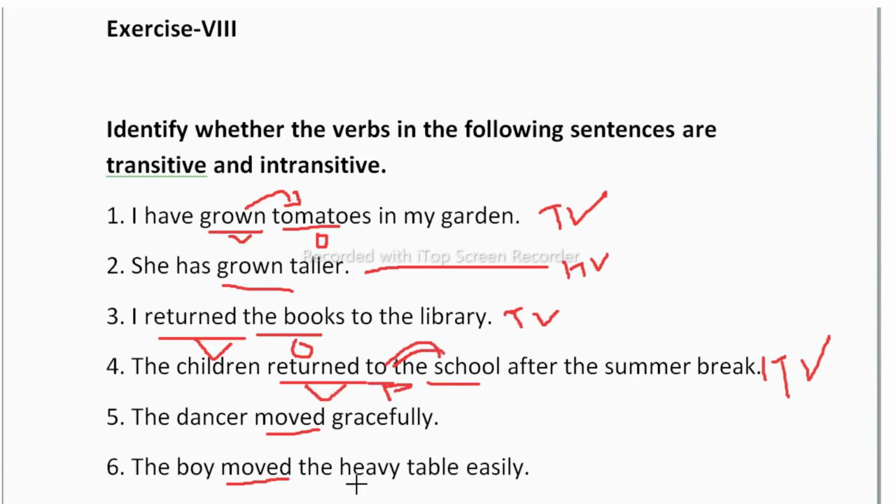Now let's see the next one. The dancer moved gracefully. Here again we have verb, and this adverb is showing the quality of move, how she moved gracefully. So this is adverb and that cannot be an object of this sentence. Only noun and pronoun can be subject and object of this sentence. Adverb cannot be object of this sentence. So we cannot change this into passive voice because it's not an object. So this is also intransitive verb.